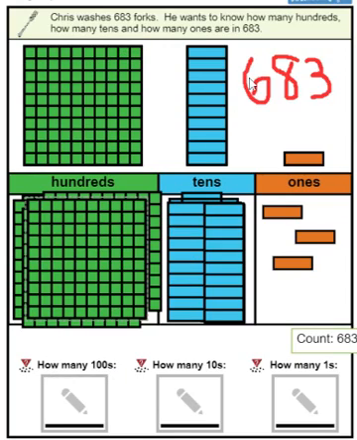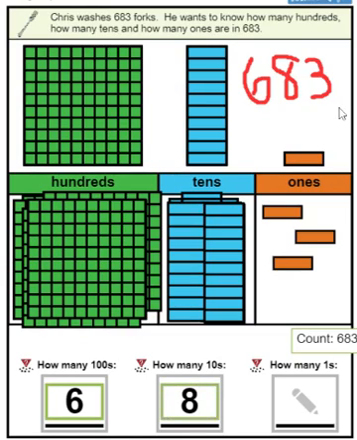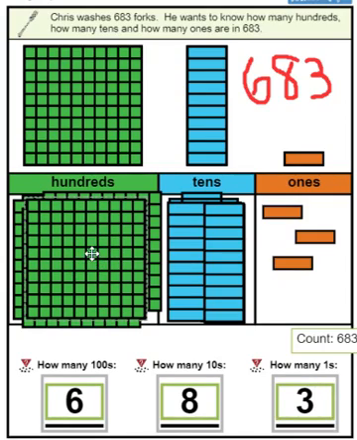How many hundreds? 6. How many tens? 8. And how many ones? 3. Counting by hundreds, we have 100, 200, 300, 400, 500, 600. Then count by tens, 10, 20, 30, 40, 50, 60, 70, 80. Then count 1, 2, 3, 683.